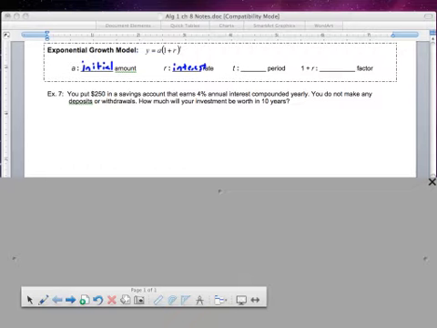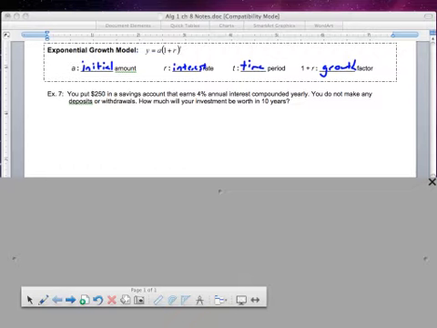The book, I believe, calls T the time period. And finally, the 1 plus R is what is called the growth factor. The growth factor is what you're multiplying by each year.